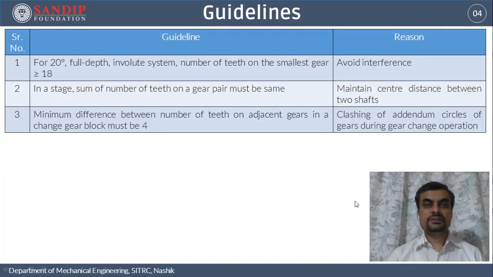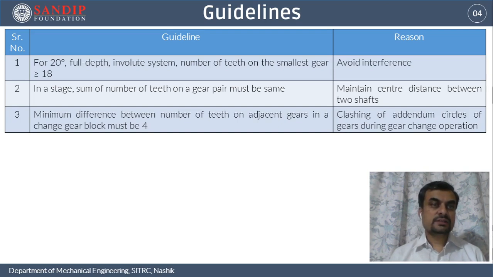First, let us see the guidelines of calculating number of teeth on the gear wheels and what is the rationale behind these guidelines. The first guideline is for a 20 degrees full depth involute system, number of teeth on the smallest gear has to be greater than or equal to 18. As we know from the text which we have learned in theory of machines, this requirement comes into the picture from the point of view of avoiding the interference between the gears.